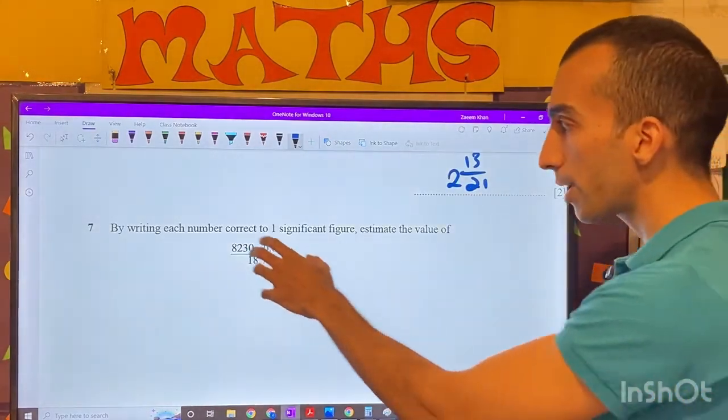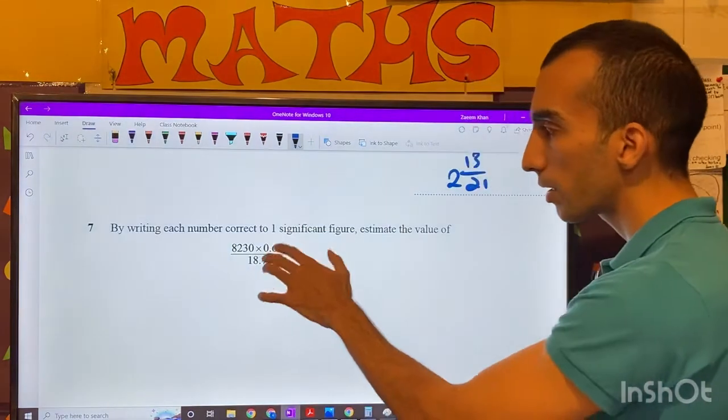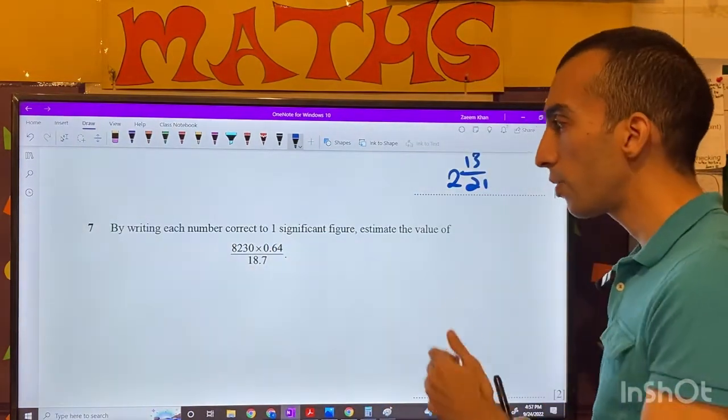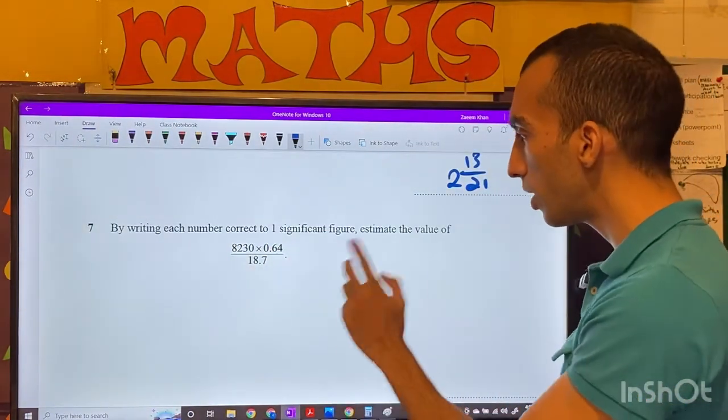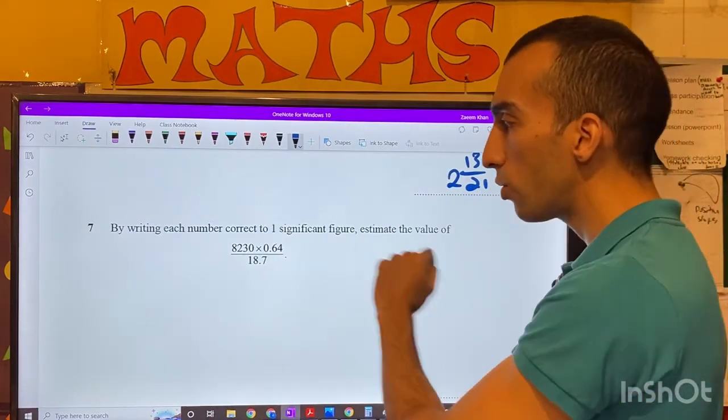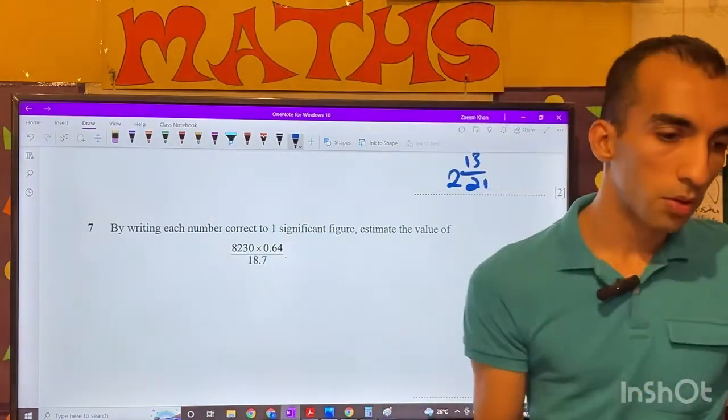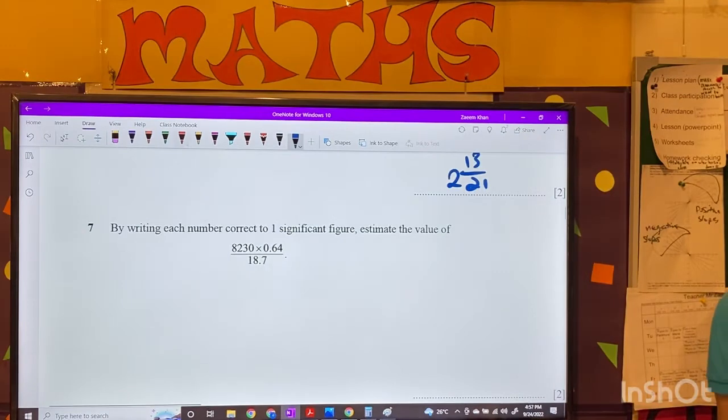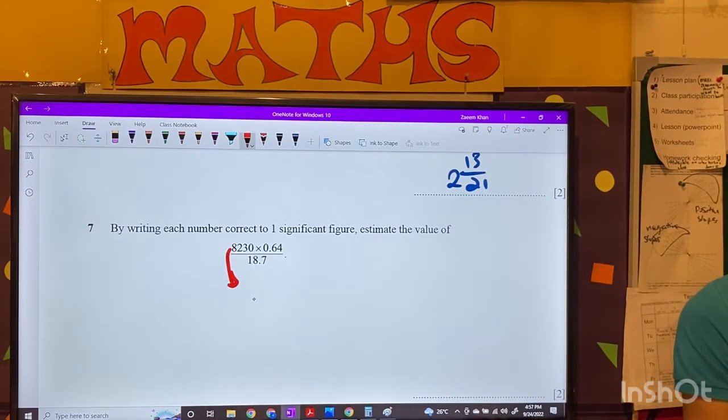By writing each number correct to one significant figure के 5 rules होते हैं. They're in D1. If you are not familiar with them, revisit them. Estimate the value of 8230 into 0.64 और 18.7. इसके लिए once again P1 है तो calculator नहीं allowed. 8230 is going to become 8,000. 0.64 will be 0.6 and 18.7 would become a 20. Right, sorry. 20.